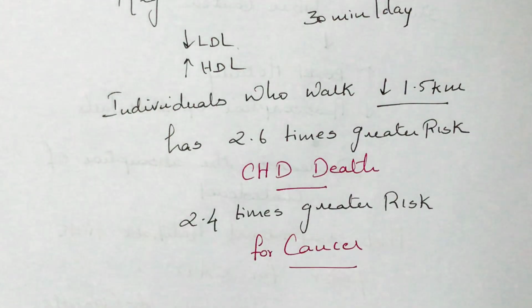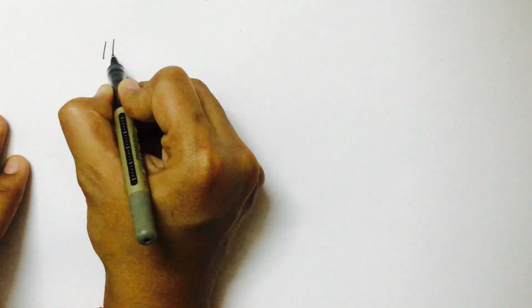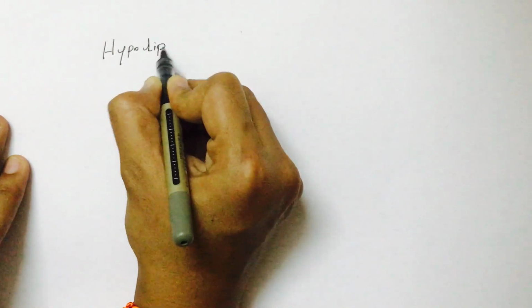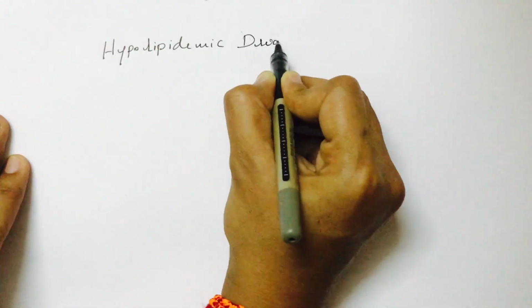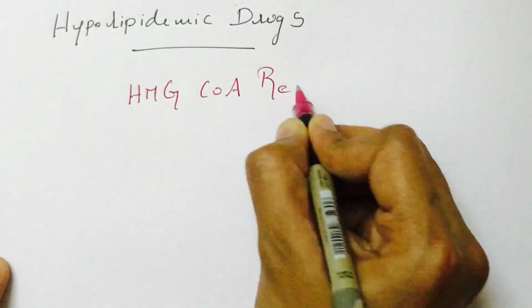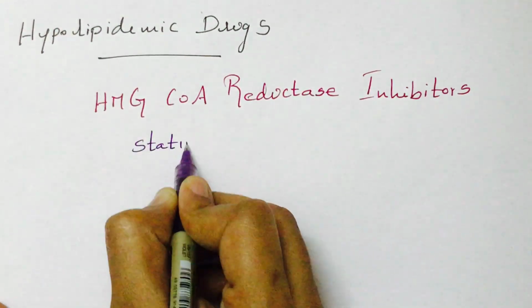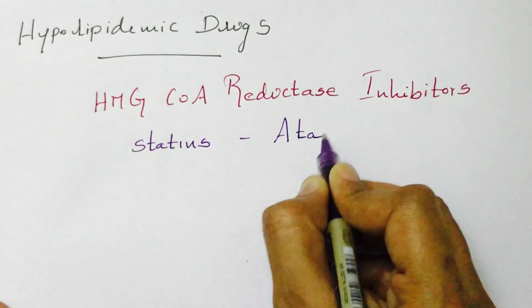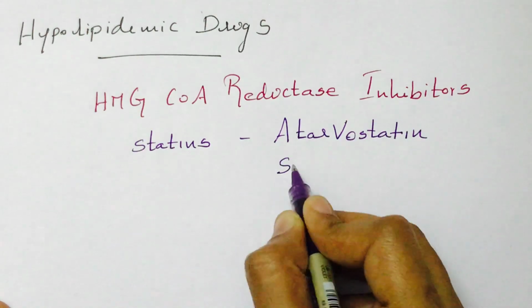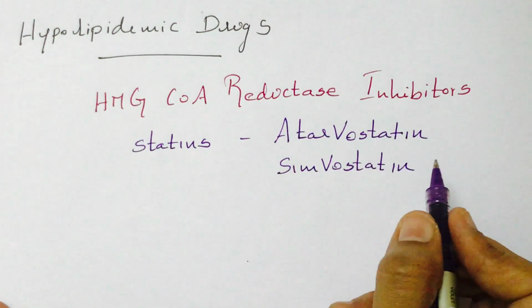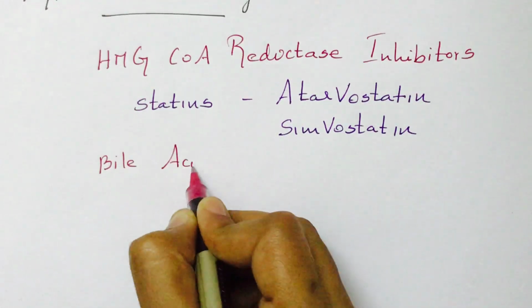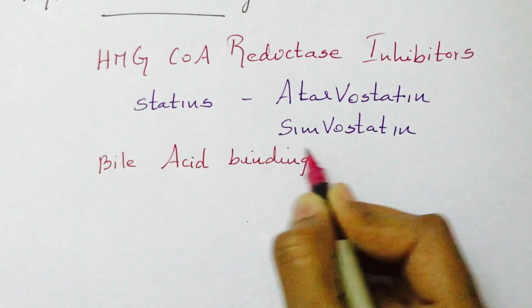And finally, what are the hypolipidemic drugs used to control the cholesterol level? It is HMG-CoA reductase inhibitors. Those are statin drugs, and the popular ones are atorvastatin, simvastatin. They are very effective in reducing the cholesterol level.